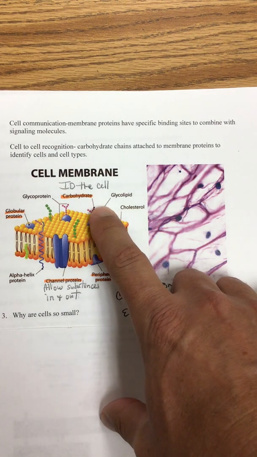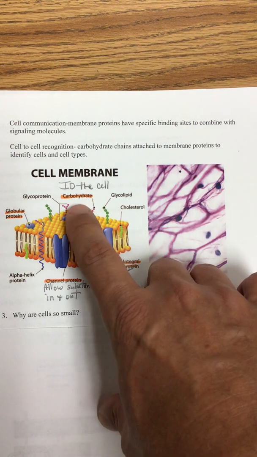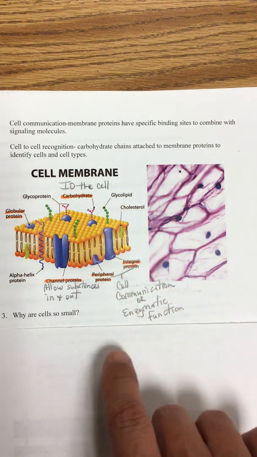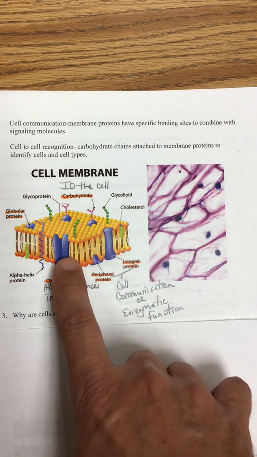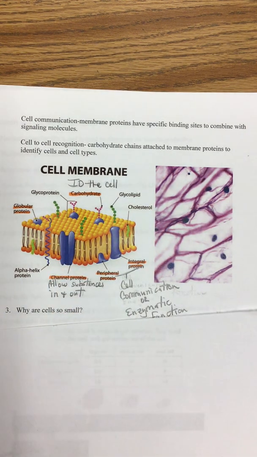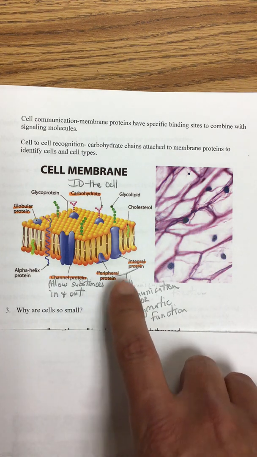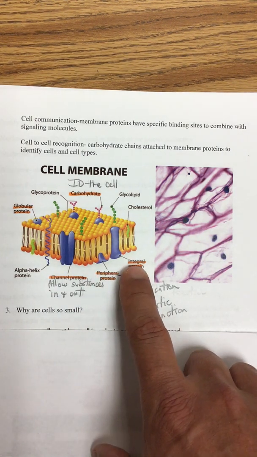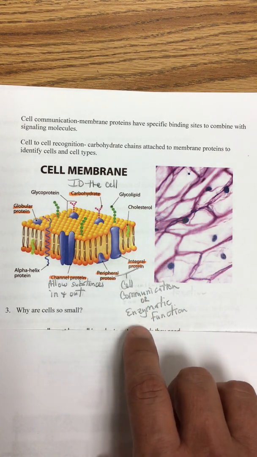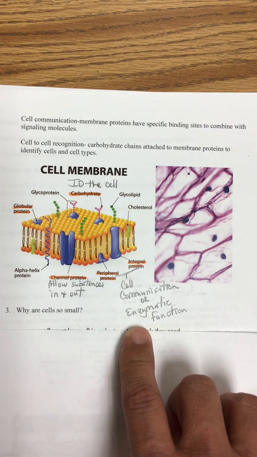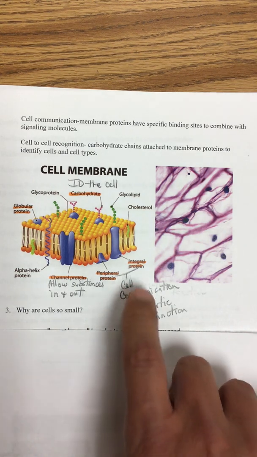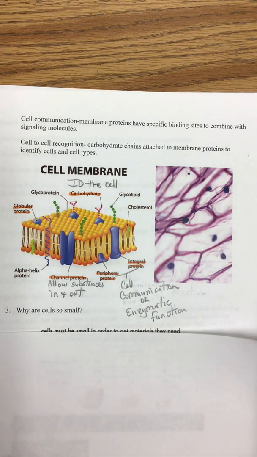So on this sheet, I've highlighted some important parts. The carbohydrate chain on that protein molecule is going to identify the cell and cell type. The channel protein is going to allow substances in and out. You can see there's an opening there that can allow large substances in and out. And then we have these peripheral proteins, and we have the integral proteins. Integral proteins just means they're integrated within that plasma membrane, and they can be important for cell communication or enzymatic function. So again, we're going to take a more in-depth look at the functions of the cell membrane.